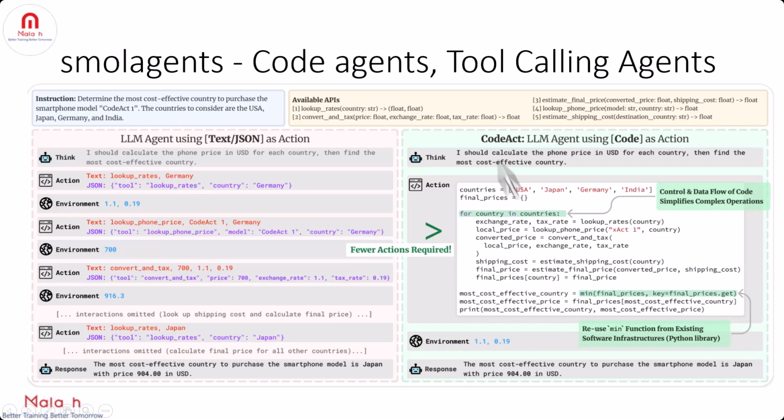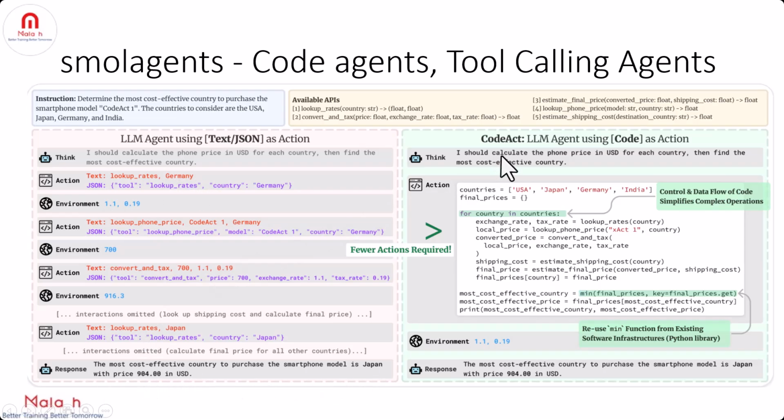One other thing is the underlying framework between these two types, either tool calling agent or code agent. The underlying framework is thought, action and observation, which remains the same for both. You can see the thought: the agent is thinking, I should calculate the phone price in USD for each country, then find the most cost-effective country. And the action is, it is using these APIs, lookup_rates, passing the country as Germany, and this is the response.